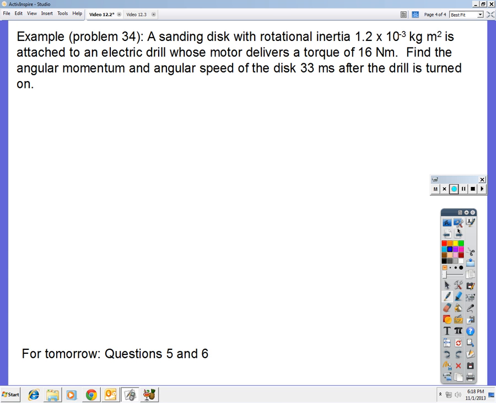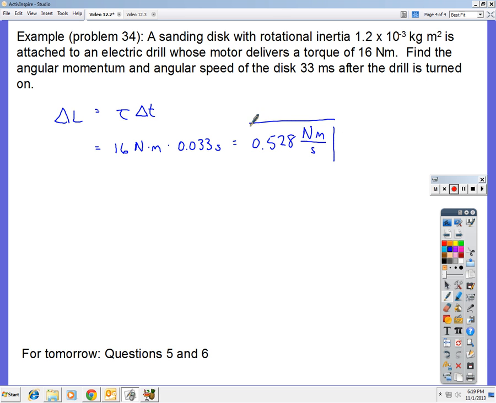So for this, we'll use Newton's second law, which says the change in L equals the torque times the time, which is torque is 16 Newton meters, time is 0.033 seconds, and that's 0.528. The units are Newton meters per second. And so that is the answer to part A. For part B, we want to find the angular speed. Well, for this we use L equals I omega, or omega equals L over I, plugging numbers in.